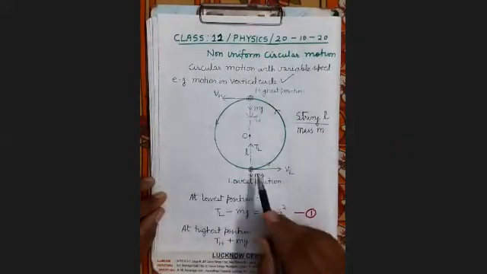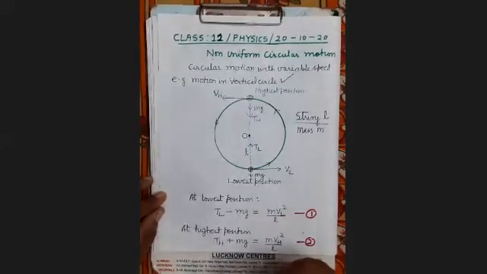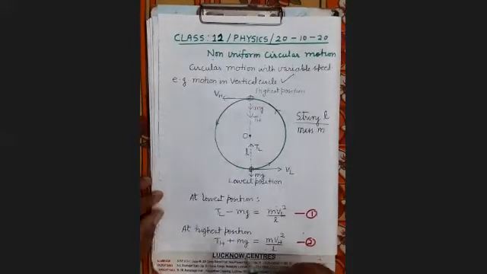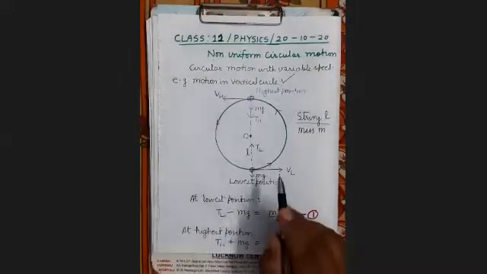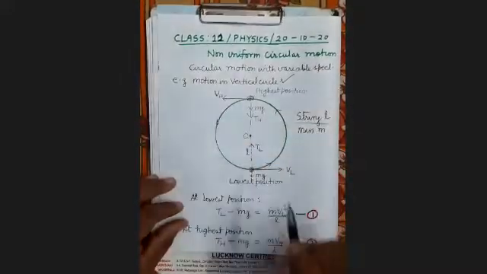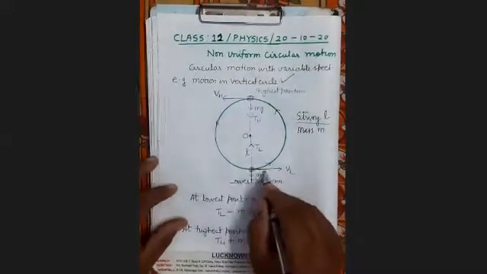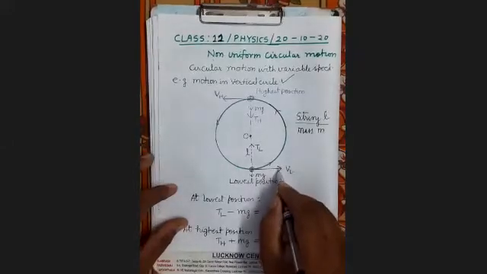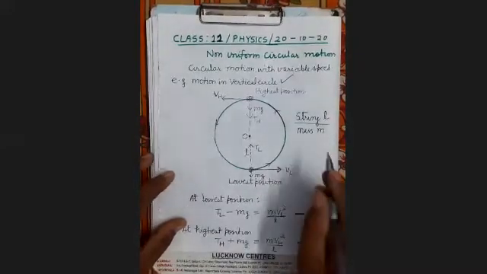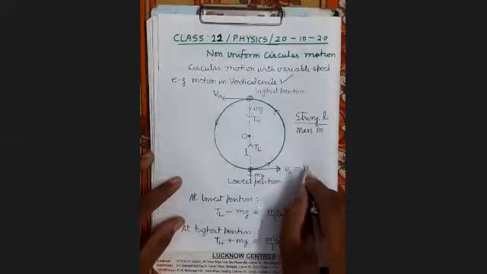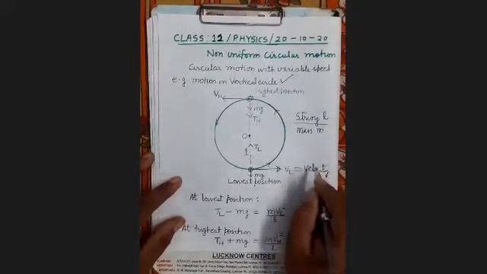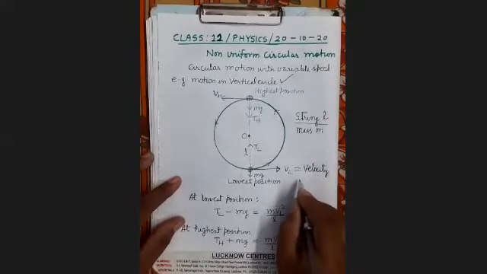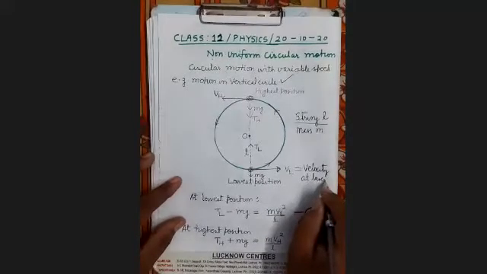If you see here, how many forces are acting at the lowest position? Suppose it is moving in the anti-clockwise direction, what will be the direction of the velocity? Velocity will be this. VL is the velocity at the lowest point.